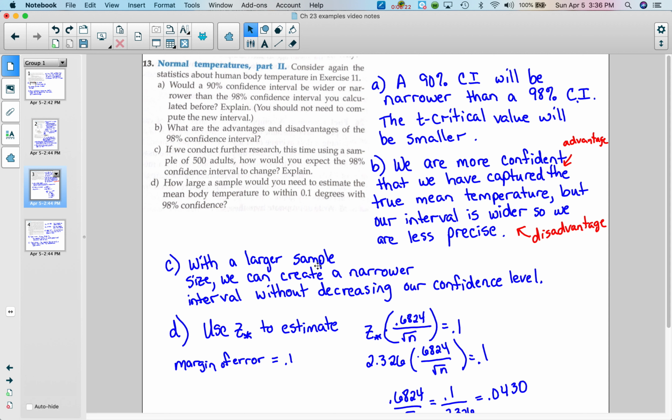Remember, we are dividing by the square root of n. So we're dividing by a larger number, which means our confidence interval will be smaller because our margin of error is smaller. But yet we didn't lose any confidence. So that is a good way to go.